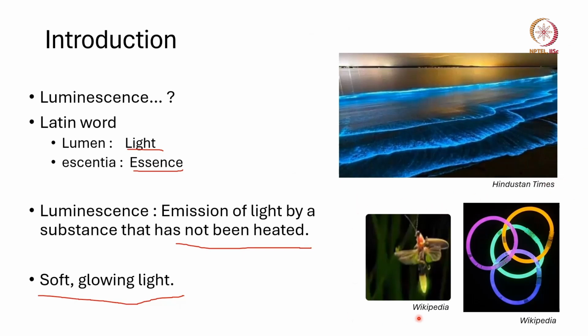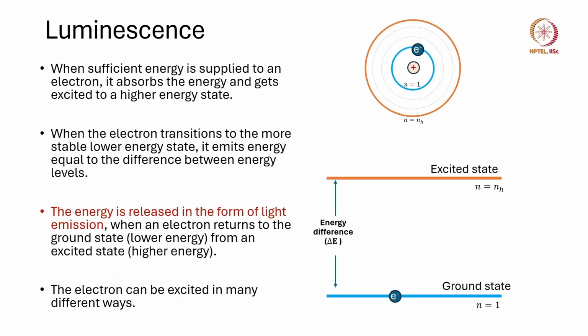Another example is fireflies, which also emit light due to bioluminescence. The third example is the glow sticks that we generally see during concerts. In these sticks, there are chemicals which react and emit light when they are activated. All these three are examples of luminescence. However, the source of luminescence may differ. All of them emit soft glowing light.